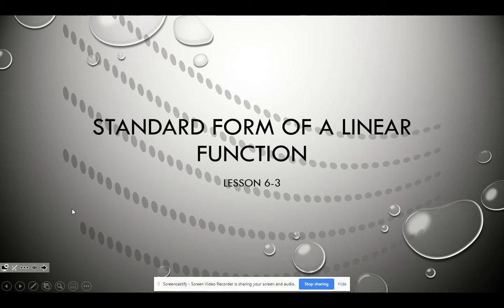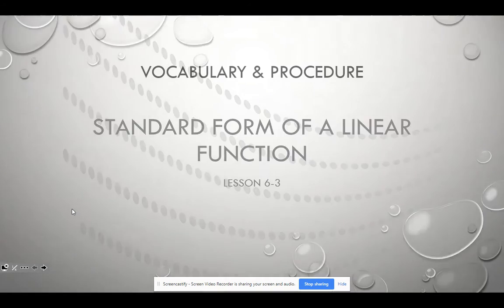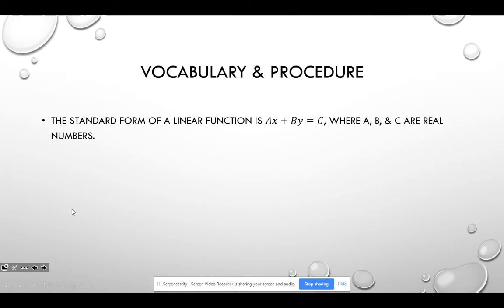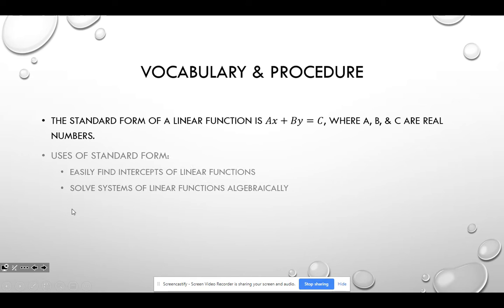This is lesson 6-3, standard form of a linear function. So the standard form of a linear function is ax plus by equals c. A, B, and C are representative of numbers that are in front of those variables, so A, B, and C are simply coefficients. The reason that we have this form, this is the third of our three forms.